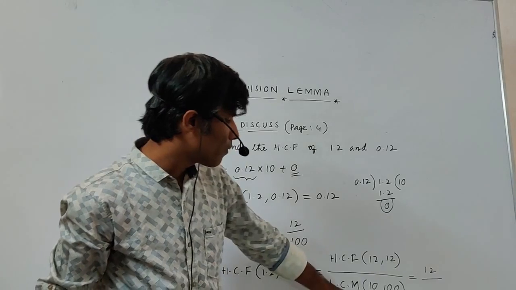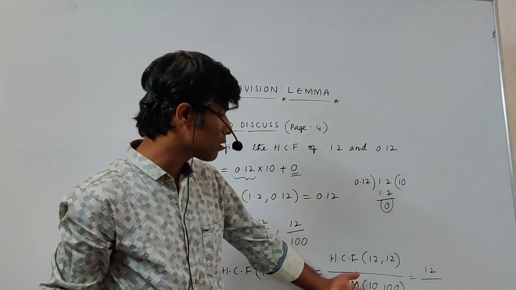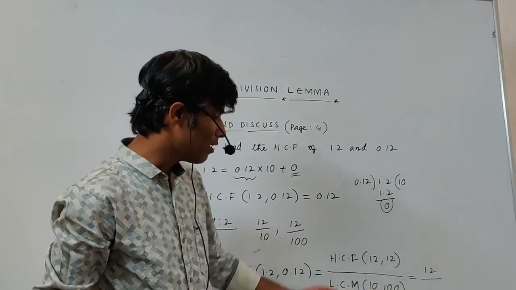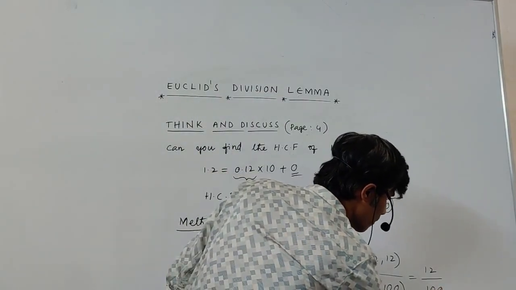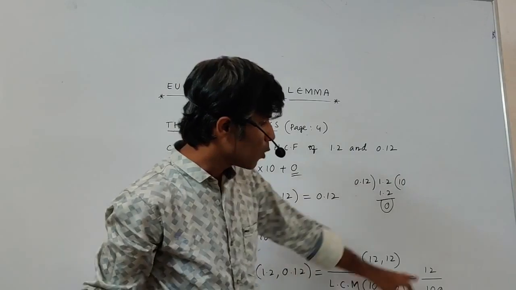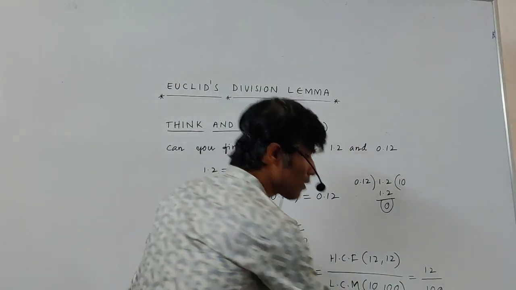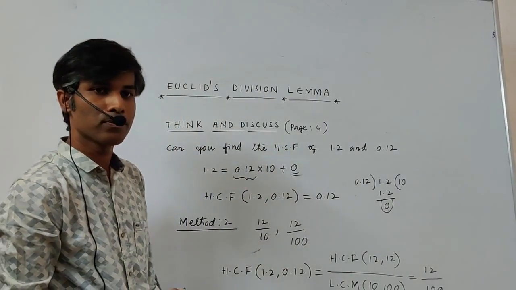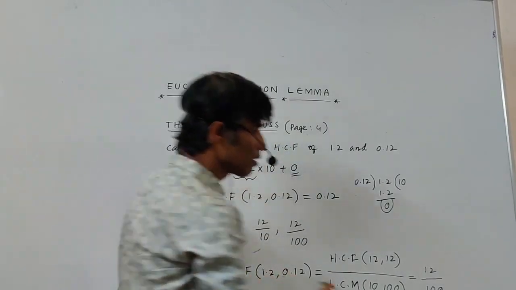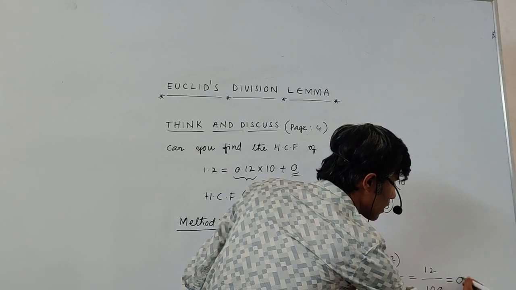It is very clear that for 12 and 12 the HCF is 12. And the LCM of 10 comma 100, you know how to find the LCM of 10 and 100. You have learned in lower standards. The LCM of 10 and 100 is 100. So here you got 12 by 100. If you convert this into decimal, you are going to get 0.12.